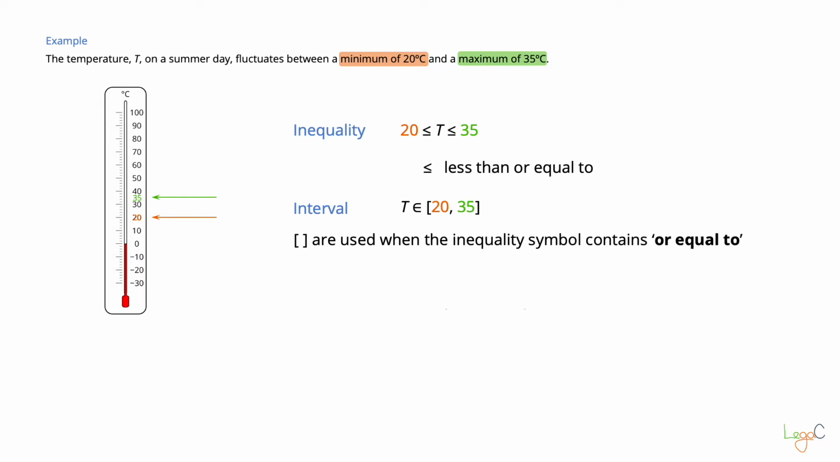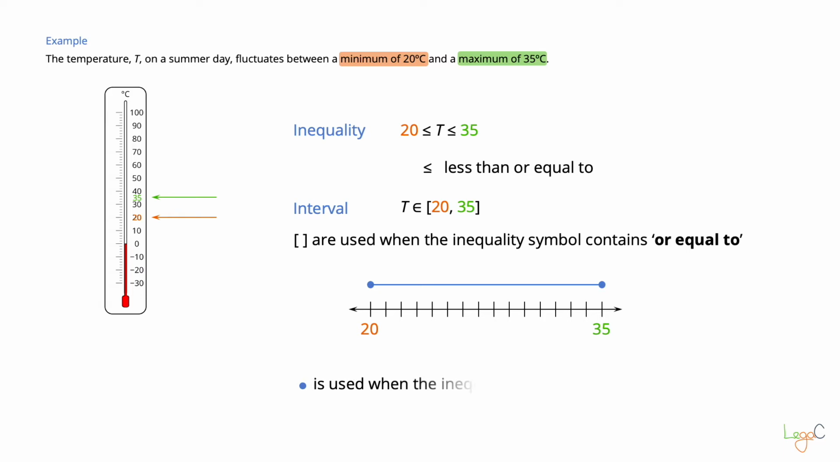On a number line, we can represent this with a dot at 20, a dot at 35, and a line connecting these two dots. The dot is used when the inequality symbol contains the words or equal to.